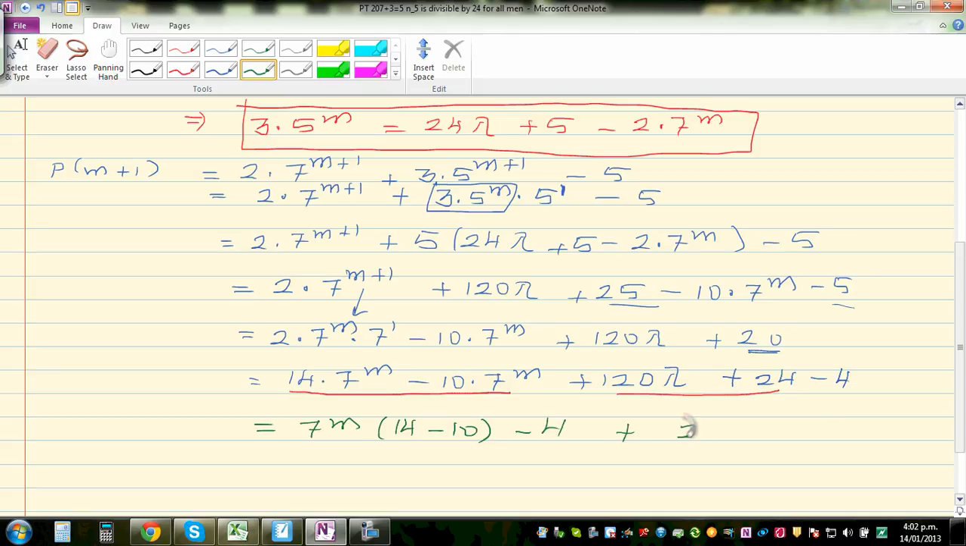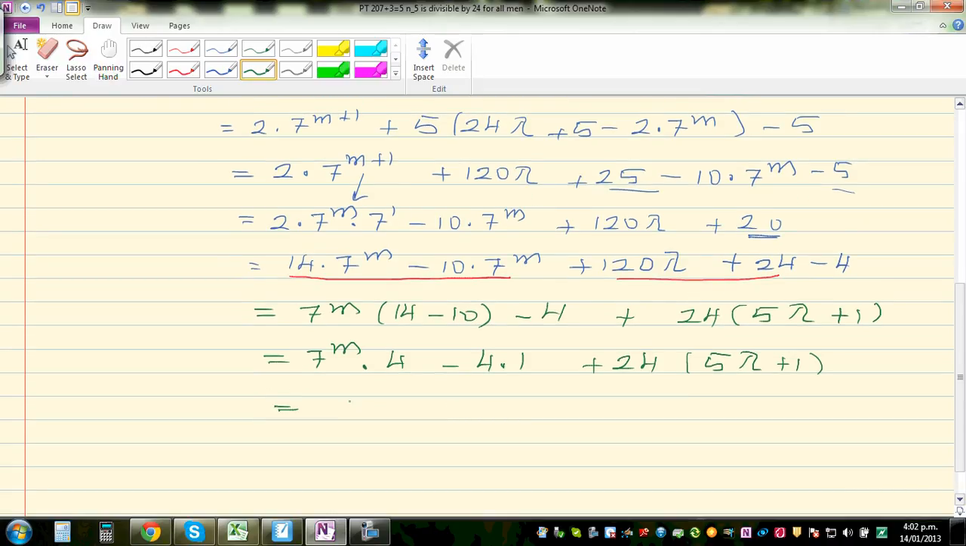Plus, if you factor out 24, this is 5 lambda plus 1. 14 minus 10 is 4. So this is 7 to the power m times 4 minus 4 times 1 plus 24 times 5 lambda plus 1. Okay, we're almost there. I can factor out the 4 here. So if you factor out a 4, you have 7 to the power m minus 1 plus 24 times 5 lambda plus 1.